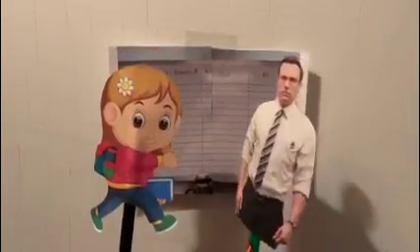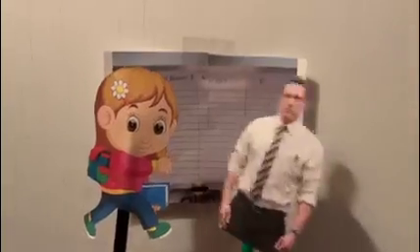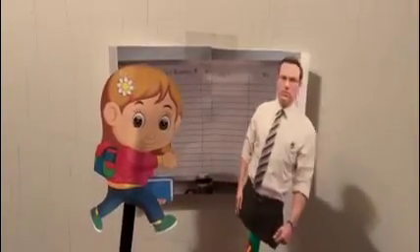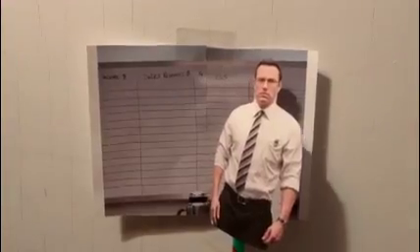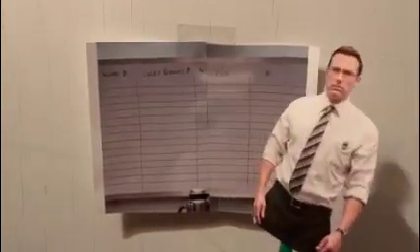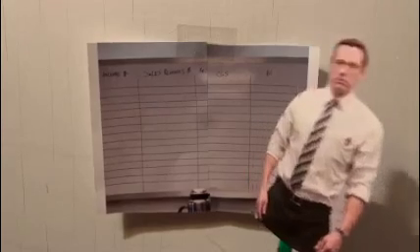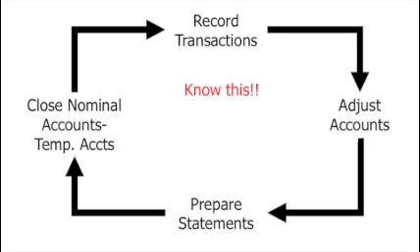Whoa, slow your roll, hotshot. We haven't even spoken about accruals and deferrals, steps in an accounting cycle, and last but certainly not least, adjusting entries. Before we take on all that, we must understand an accounting cycle and how it works. First, you record your transactions. Second, you make adjusting entries in your accounts. Third, prepare statements. And last, close nominal accounts and temporary accounts.